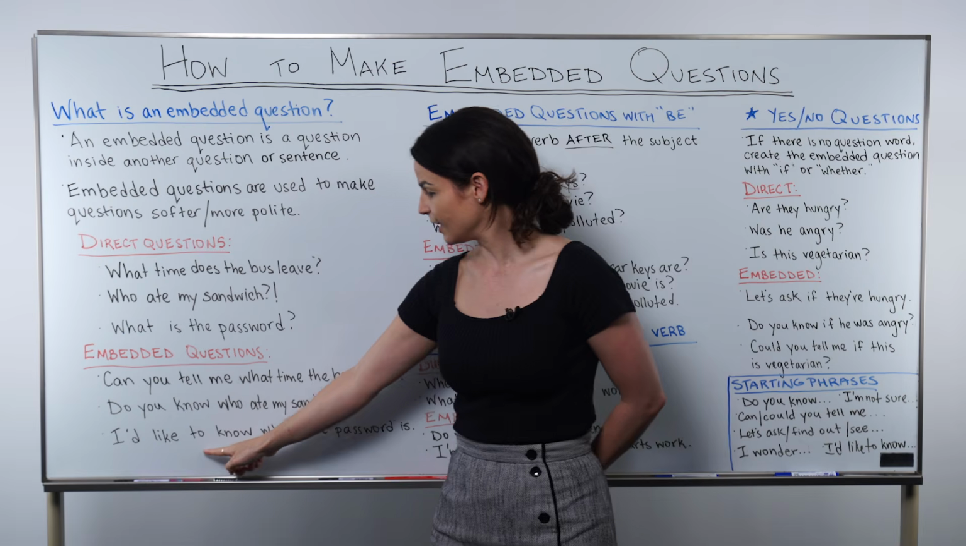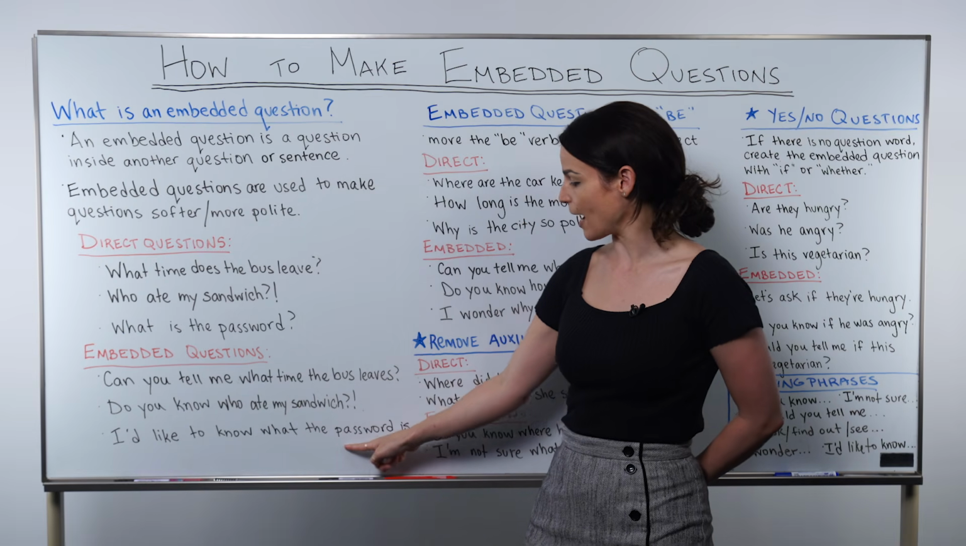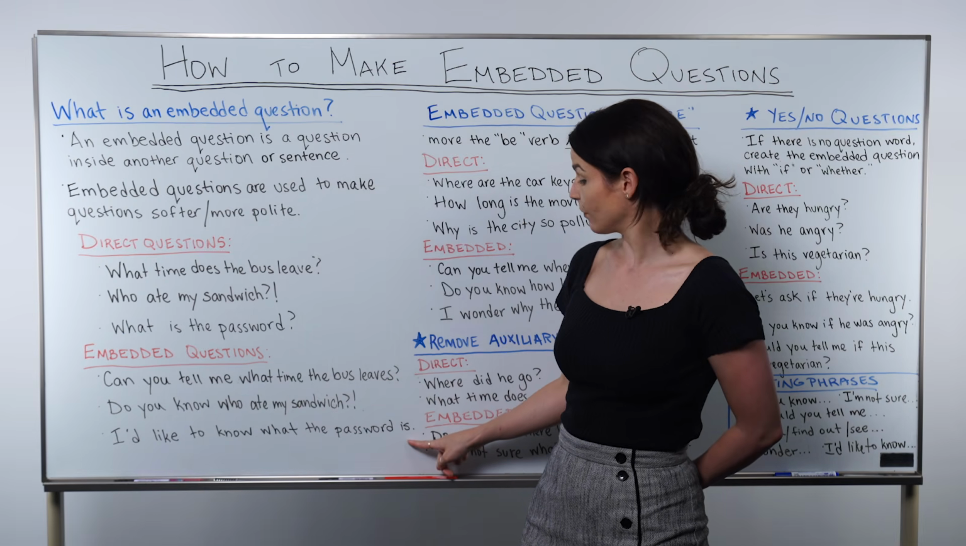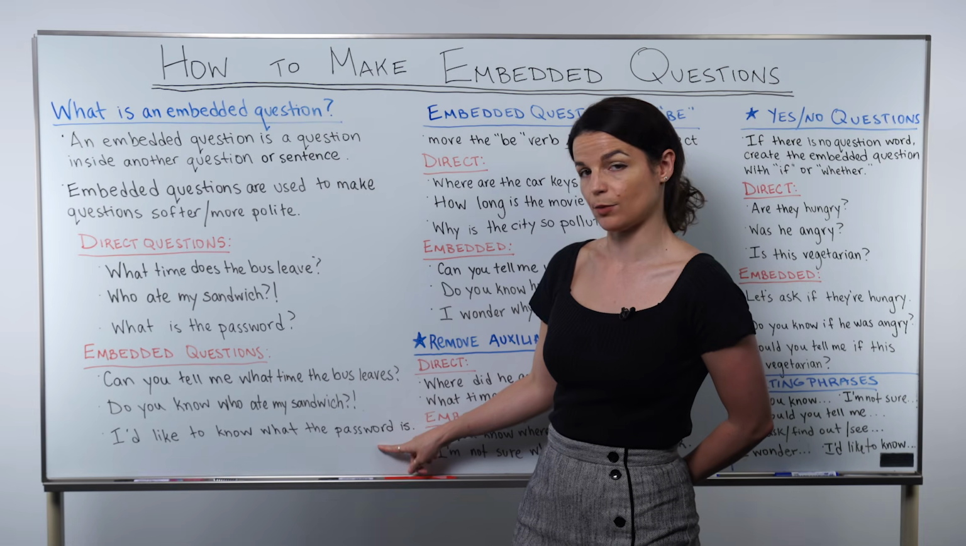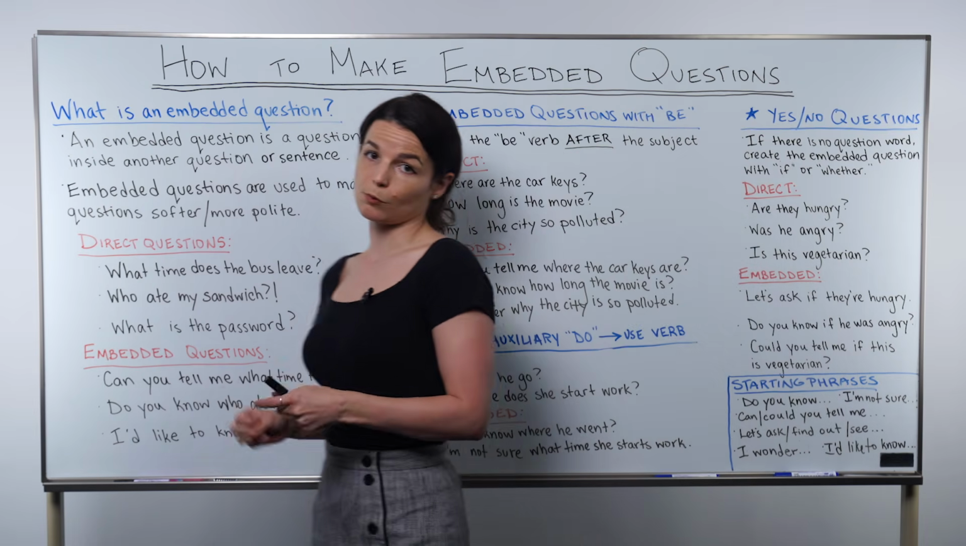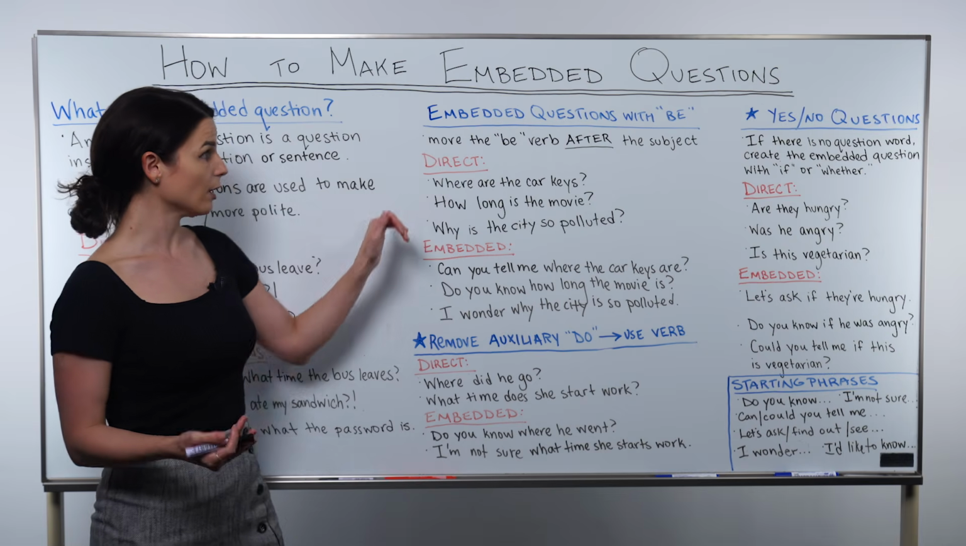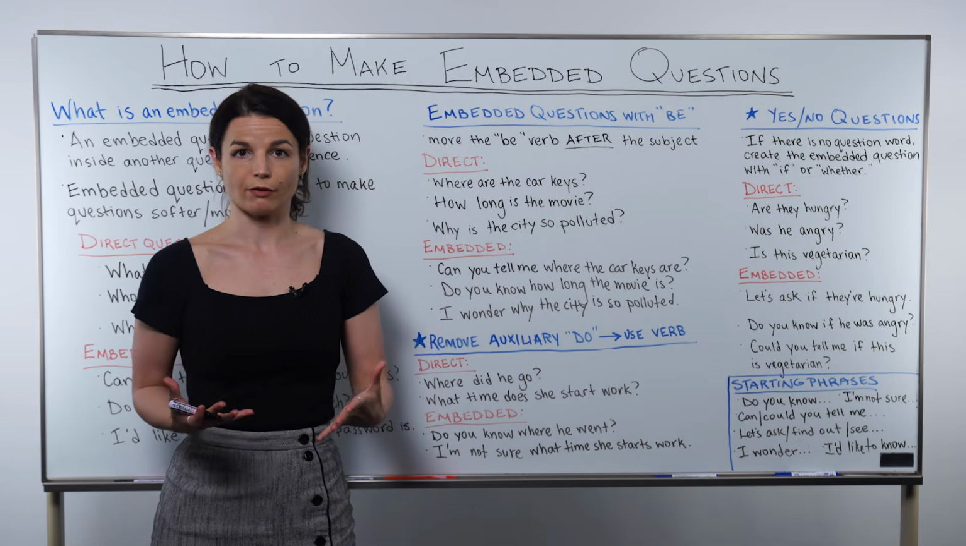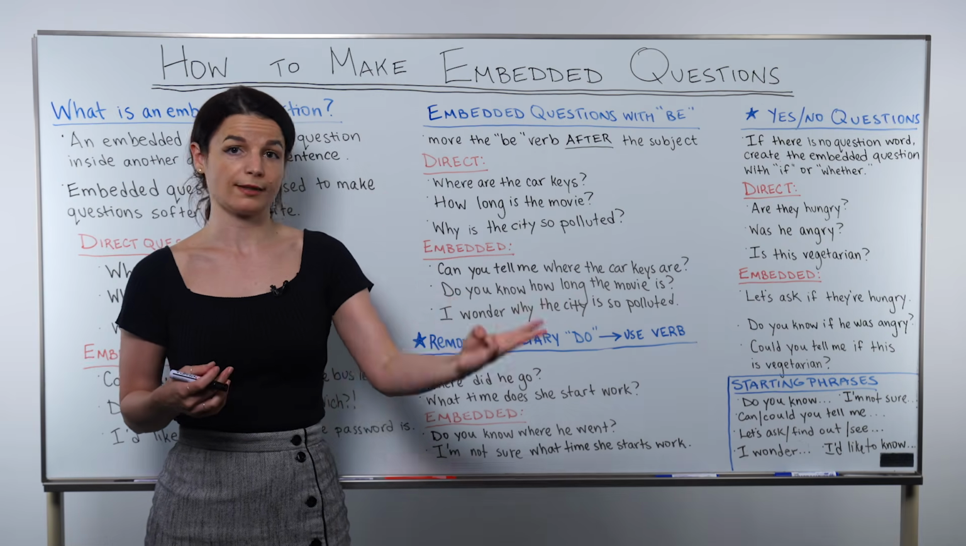So for example, when we saw, what is the password? We needed to change that in our embedded question. So the verb comes after the subject. This is what we see here. I'd like to know what the password is. So in this case, the verb comes after the subject, the password. This is the same rule we need to follow for other questions that use the be verb. So let's take a look at 3 more examples.